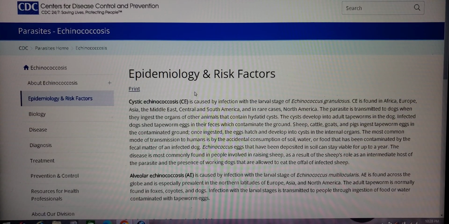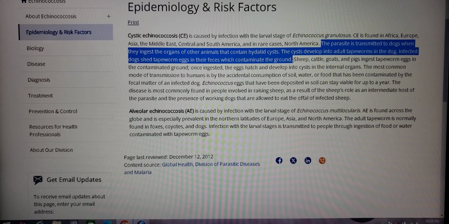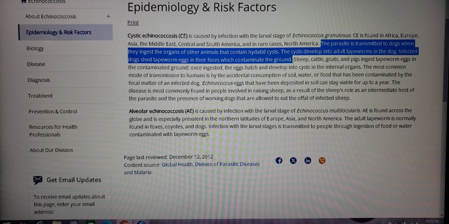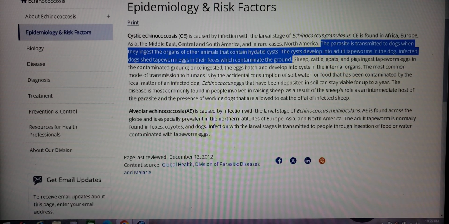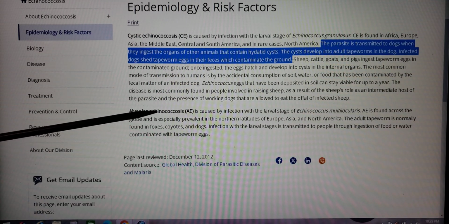So let's look at some of the other stuff they have about it. Epidemiology and risk factors. Okay, risk factors. The parasite is transmitted to dogs when they ingest the organs of other animals that contain the cysts. The cysts develop into tapeworms in the dog, and the dogs shed the tapeworms in their feces and then contaminate the ground. And not just the ground, anything that touches the feces, the particles. And in modern America, that would be our couches, our faces, everything touches dogs. And the same thing is true for the other echinococcus.